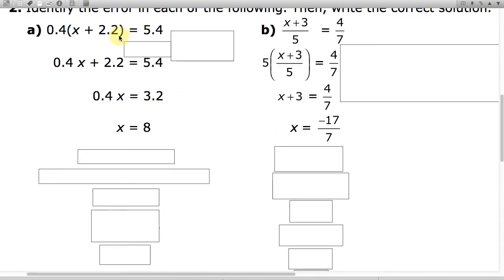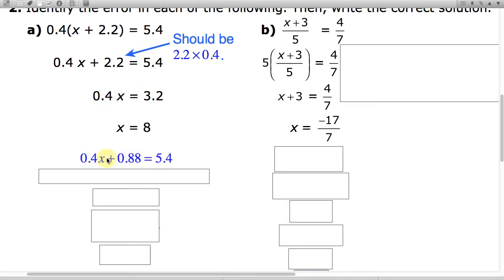In 2a we have an equation 0.4 times brackets x plus 2.2 equals 5.4. And it looks like this person has decided to expand the brackets first, so doing 0.4 times x, and whoops, they should have done 0.4 times 2.2 as well, because that is the distributive property. So we're just going to indicate that this term should have been 2.2 times 0.4. So the rest is going to be wrong. Let's do a correction starting from that point.